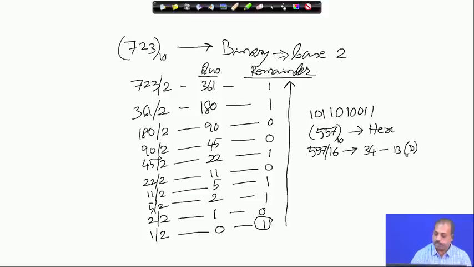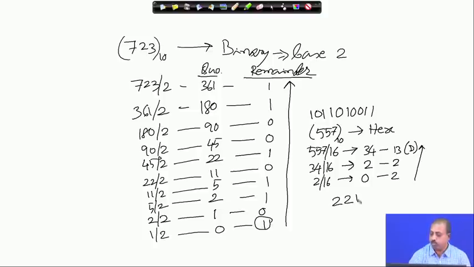So, this is D, then 34 divided by 16 gives 2 as the quotient and 2 as the remainder, and then this 2 when you divide by 16 gives 0 as the quotient and 2 as the remainder. So, the number that you have, again in this sequence, is 2 2 D in the hexadecimal number system. This is the representation of 557 in base 10 as a hexadecimal number. This way you can convert any number from decimal to other number systems by dividing it by the base of the number system.